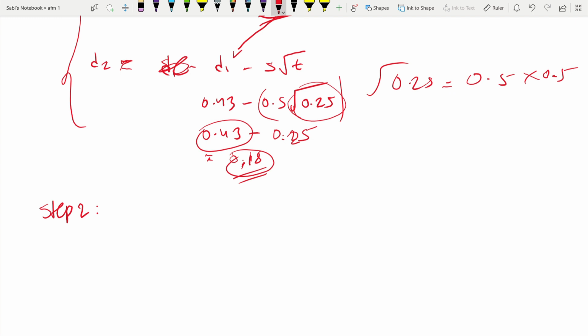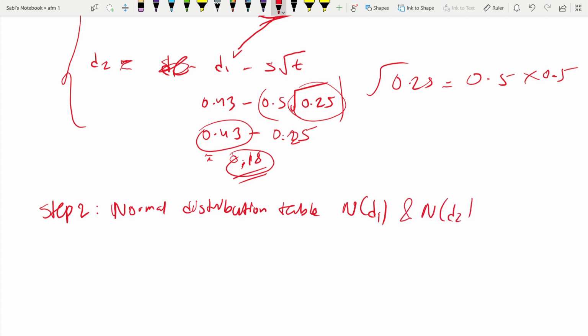Now you have to use the normal distribution table to find N(d1) and N(d2). So for this N only you want the normal distribution table. D1 already you found, D2 already you found. You just need to find N of D1, N of D2. For this N only we are using the normal distribution table. That probability only we want to find out.